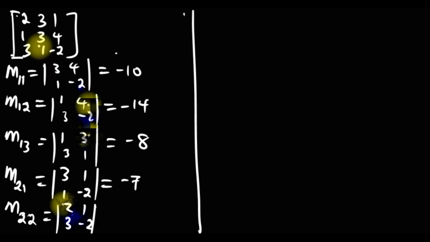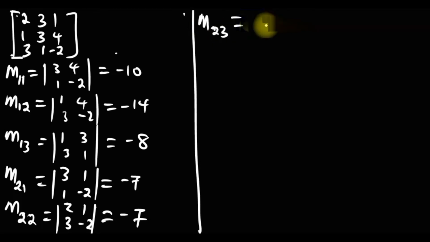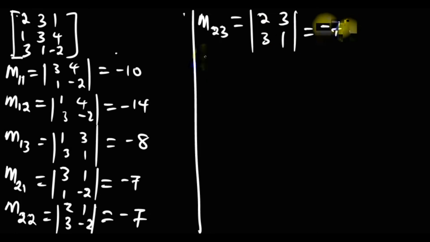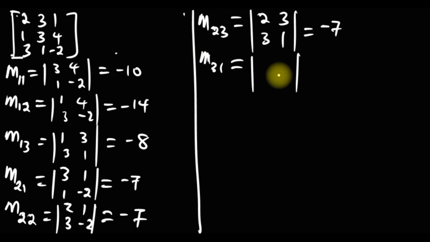So minus 4 minus 3 is minus 7. We have M23, second row third column, so we have 2, 3, 3, 1, which is 2 minus 9, which is minus 7. M31, that's third row first column, which is 3, 1, 3, 4, which is 12. 12 minus 3 is 9.